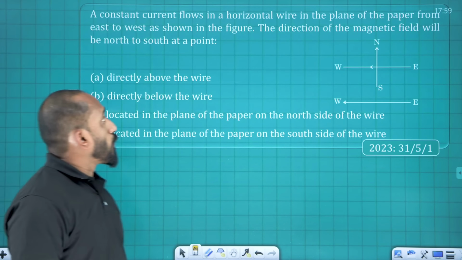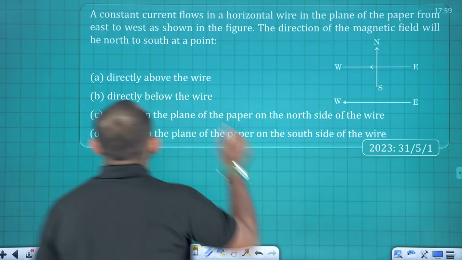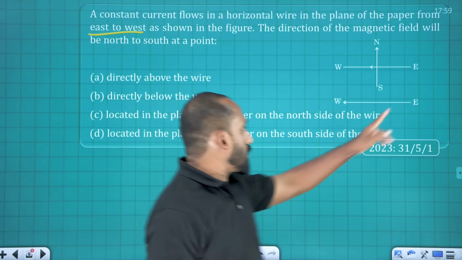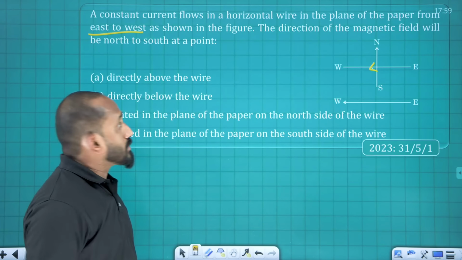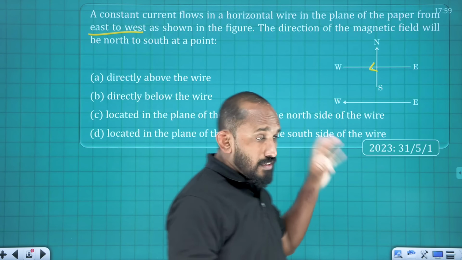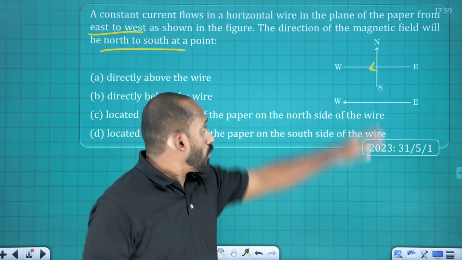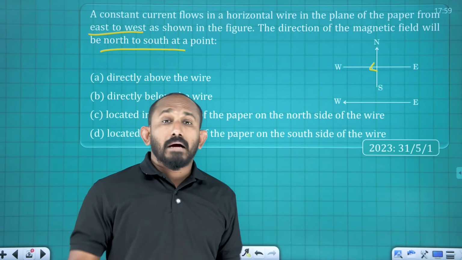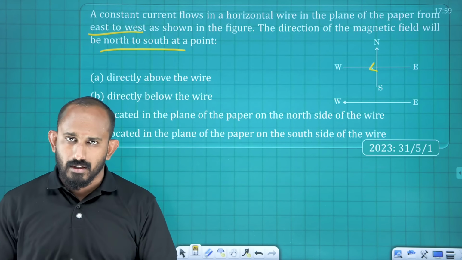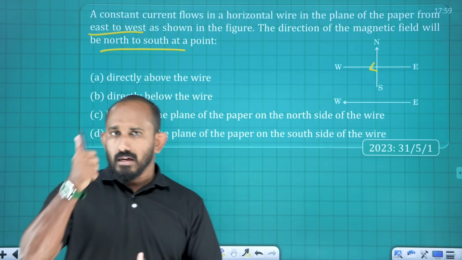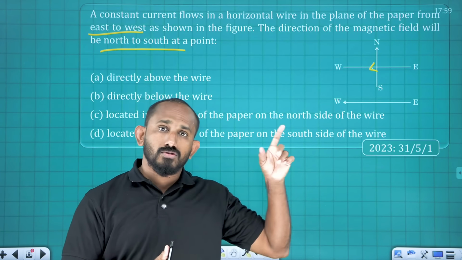A constant current flows in a horizontal wire in the plane of the paper from east to west as shown. Here see, east to west the current is passing through. This is the east-west direction. The direction of the magnetic field will be north to south at a point. So at a point here, the magnetic field will be north to south. Which is that point? That's the question. A current is passing through the conductor, so the direction of magnetic field is given by the right hand thumb rule. You have to use the right hand thumb rule. So in which direction is the magnetic field from north to south?